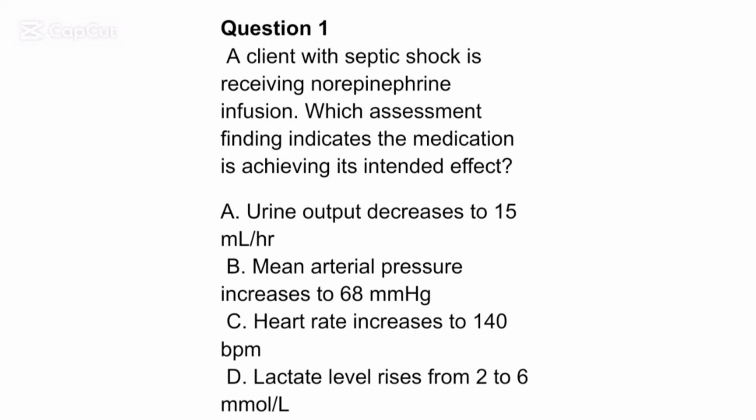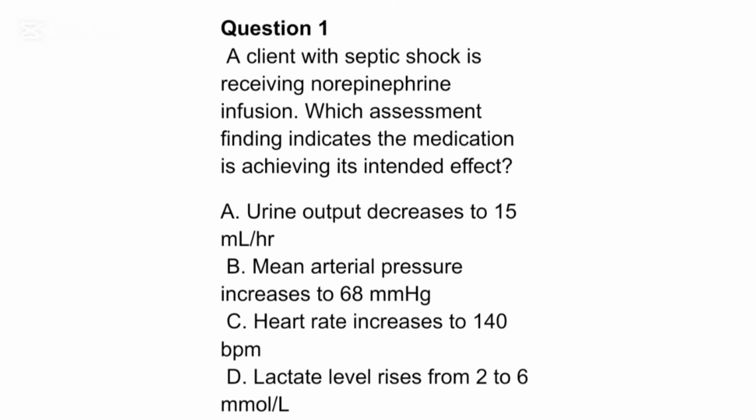Question 1. A client with septic shock is receiving norepinephrine infusion. Which assessment finding indicates the medication is achieving its intended effect? A. Urine output decreases to 15 milliliters per hour. B. Mean arterial pressure increases to 68 millimeters mercury.